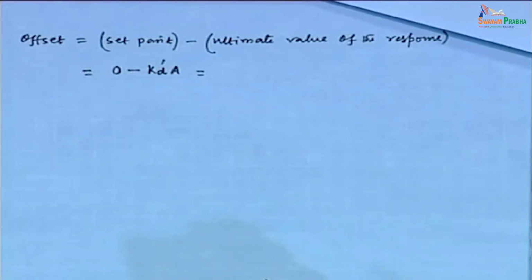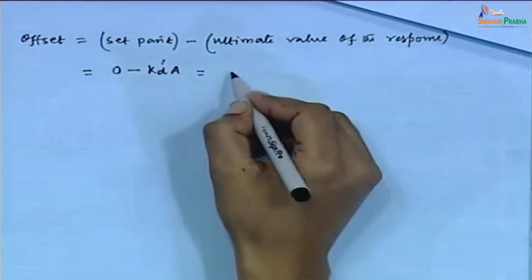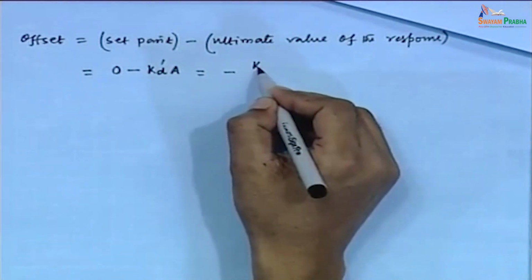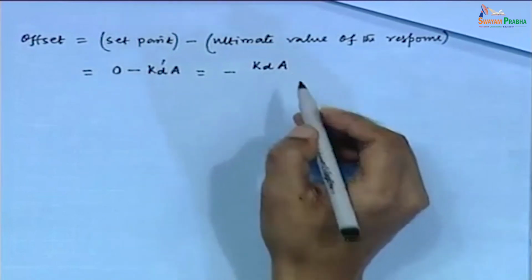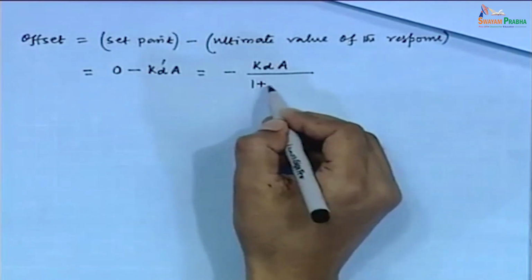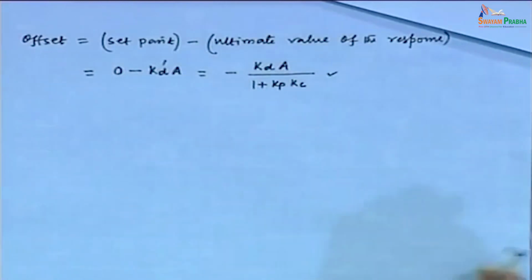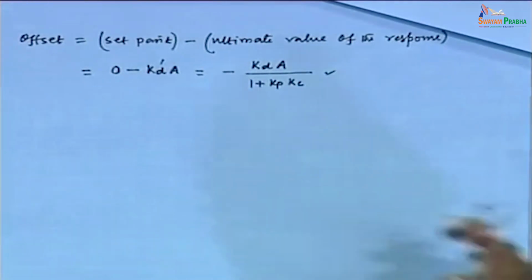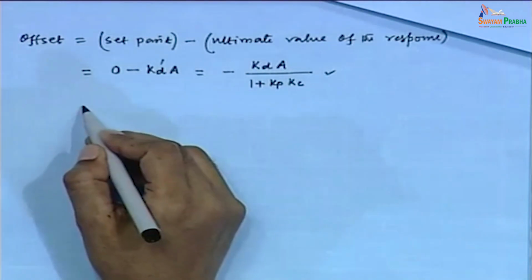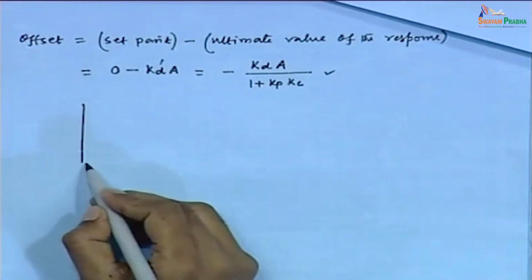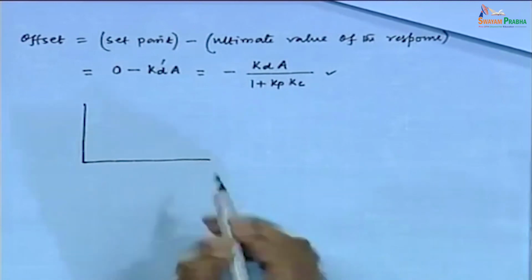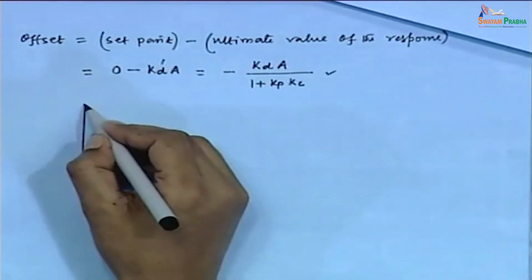Substituting the expression of k d prime, we finally get the offset equals minus k d A divided by 1 plus k p k c. Now, we will produce a plot to observe the transient behavior.